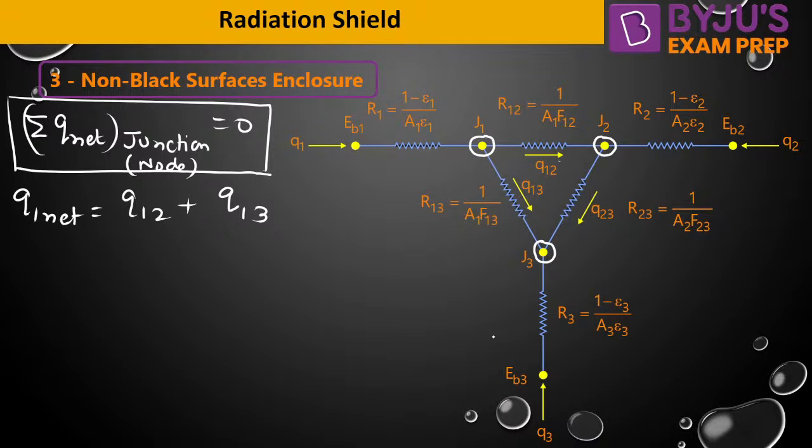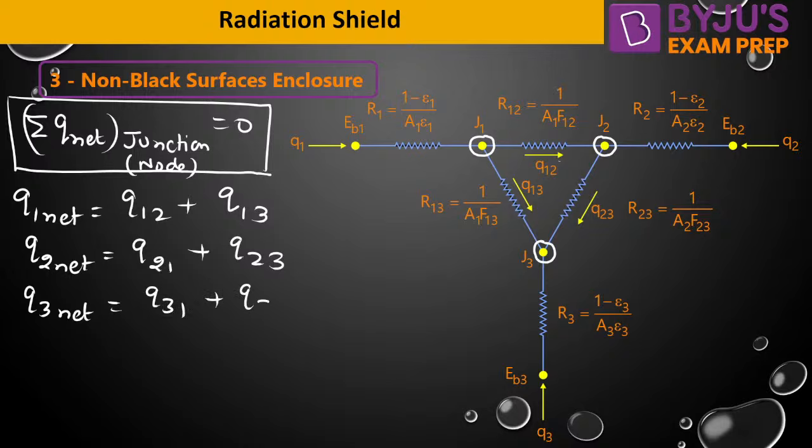Similarly for node J2, can we write Q2 net is equal to Q2 to 1 plus Q2 to 3, and Q3 net is equal to Q3 to 1 plus Q3 to 2, isn't it? At any junction, the net heat flow must be 0. There are 3 junctions. J1, J2, J3 are the junctions.